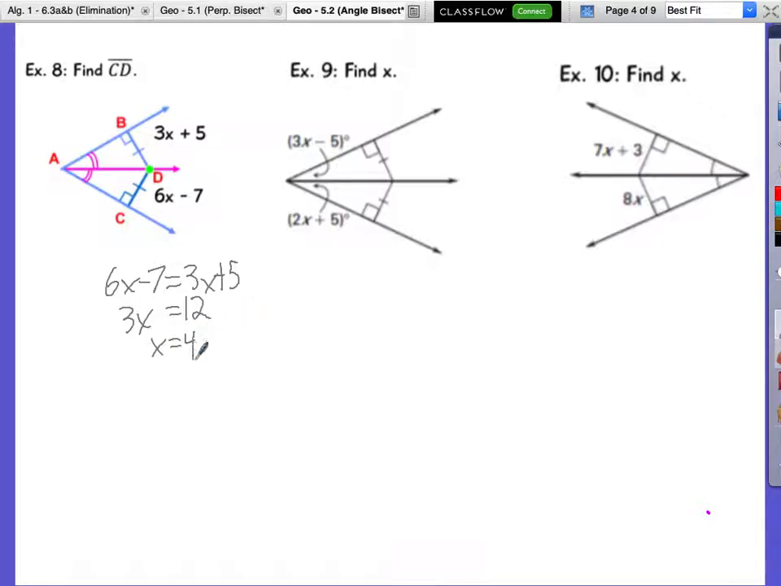Are we done when we find x? Yes and no. No, we have to plug it in. Where do we have to plug it in? One of the equations. Doesn't matter which one. No. Because they're the same measure. But it says find CD. But is this also the measure of CD? Yeah, because they're congruent. Do we have a preference of which one? Probably the top one because it's smaller numbers, right, Riley? So we can do 3 times 4 plus 5, get 12 plus 5, and the measure of CD is what?